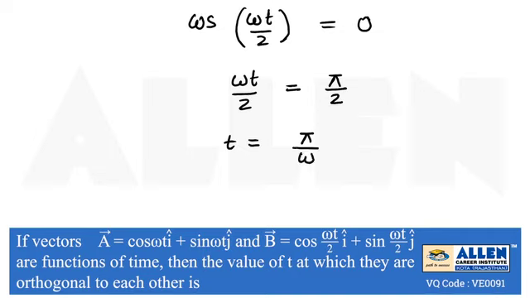That means at t equal to pi by omega, we get these two vectors orthogonal or perpendicular to each other. Therefore the answer to this question is pi by omega.